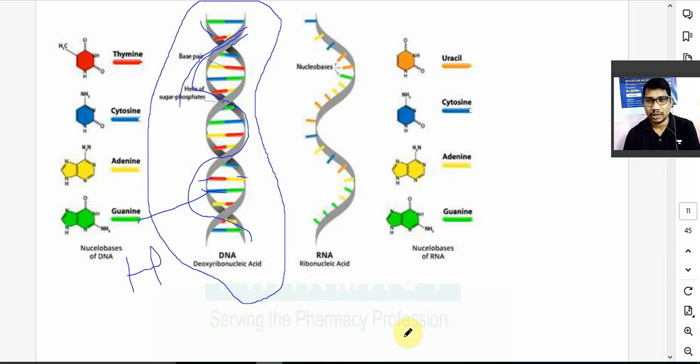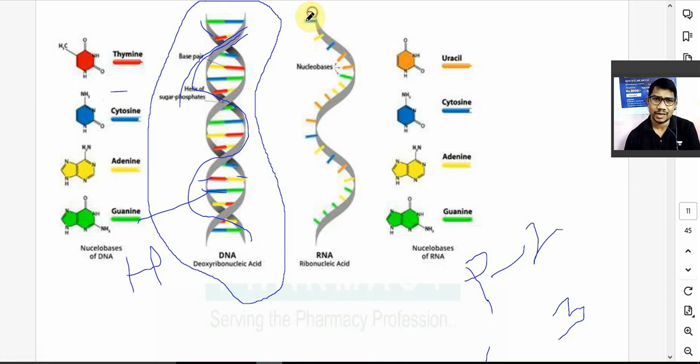Now remember, purines will form two hydrogen bonds, and pyrimidines will form three hydrogen bonds. तो आपको ये याद रखना है, right? In case of DNA, thymine, cytosine, adenine, guanine, these are the commonly found nitrogenous bases in the DNA.